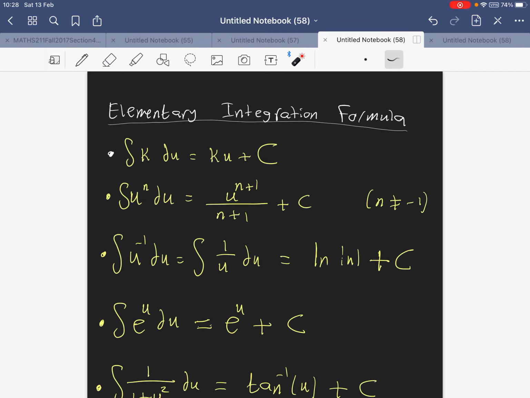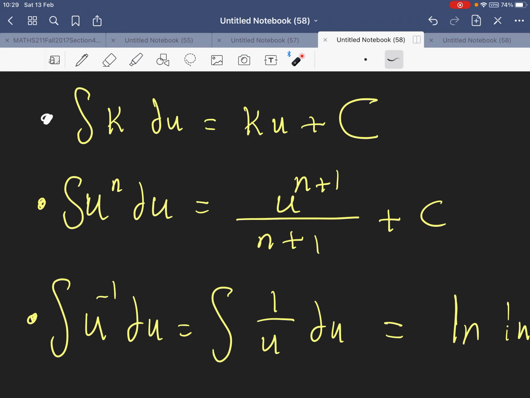Okay, student, welcome to this section about the substitution method. So, in Calculus 1, you have learned the elementary integration formula. For example, if you have the integral of u to the power of n du, say u squared du, all you need to do is add 1 to the power and divide by the new power. So the answer will be u cubed over 3. So if we have u to the power of n, we just add 1 to the power and divide by the new power.